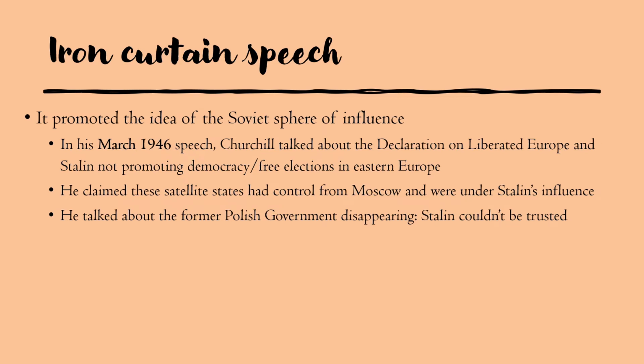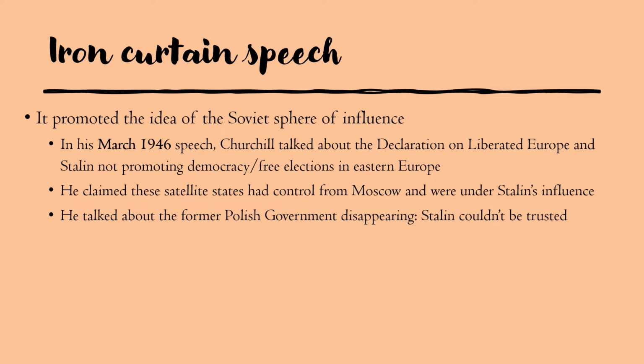And he gave an example with the Polish government. So before the war, there had been a Polish government, and they had been evacuated to London, and they were called the London Poles. After the war, when the Soviets came in, they set up their own communist government, which became known as the Lublin Poles. And what happened then was that these two governments came together post-war and governed Poland together.